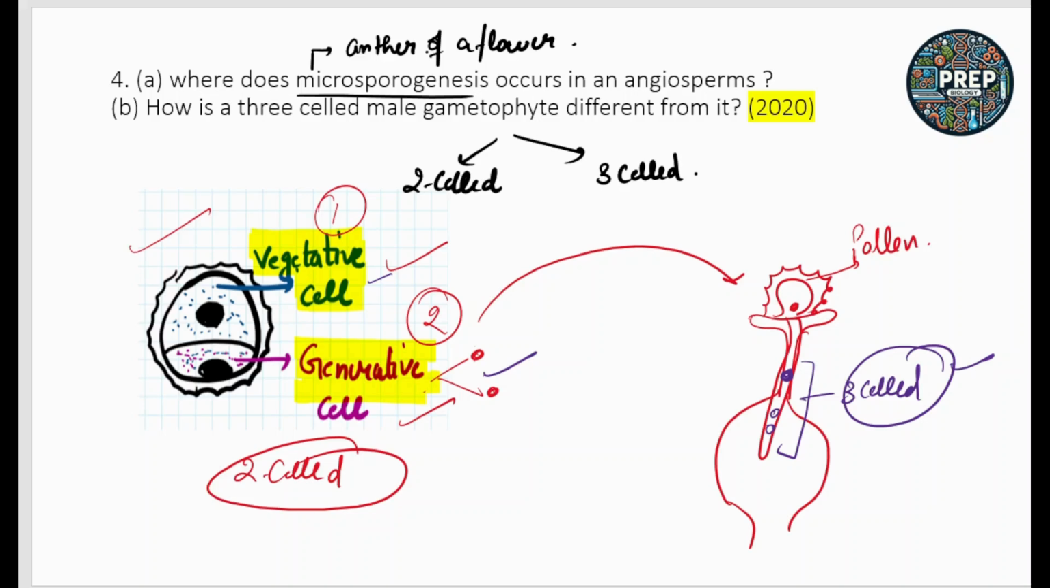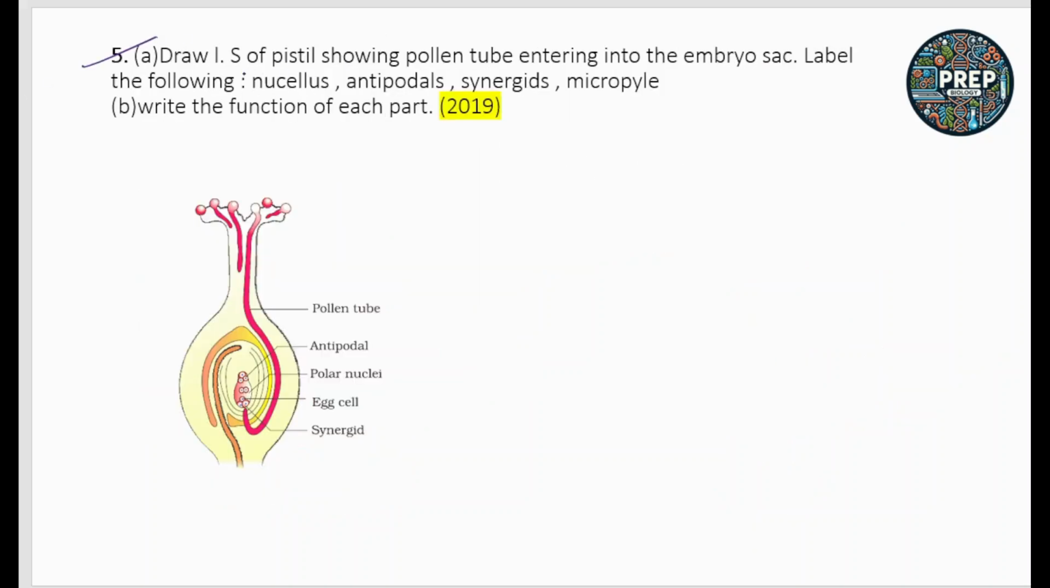Okay. Next question is, draw LS of pistil. LS, that is the longitudinal section of the pistil, showing pollen tube entering into the embryo sac. Label the following. You have the mentioned different structures like micropyle, synergid and nucellus. You all have to draw the LS of pistil. So this is the LS of pistil or the ovule having the nucellus. Nucellus is present, and antipodal cells and synergid cells, and we have the two ends.